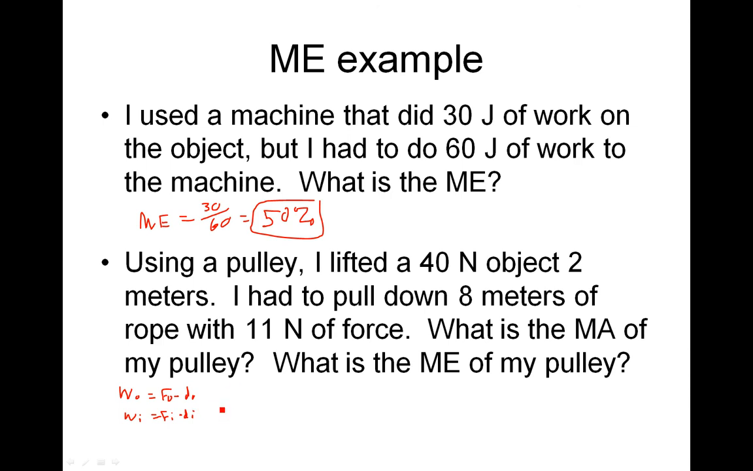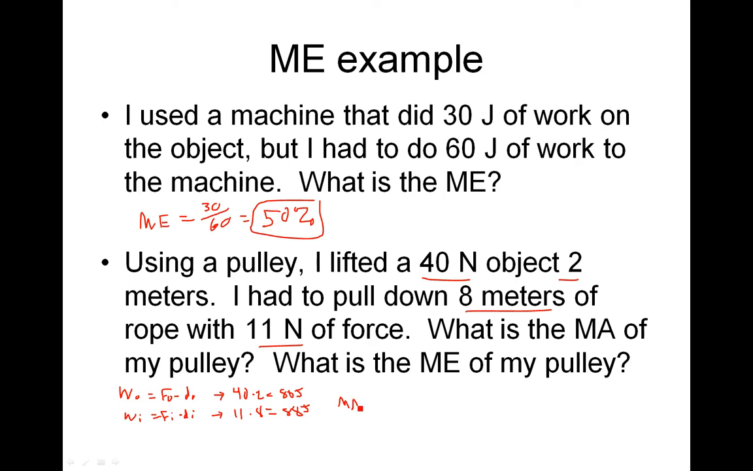Remember, the work out is what the machine's doing. It's lifting 40 newtons 2 meters. So 40 times 2 equals 80 joules. So my work out is 80 joules. Work in is what I did. I pulled 8 meters with 11 newtons of force. So 11 newtons times 8 meters gives me 88 joules. Quick check, did I do more work than the machine? Yes, 88 compared to 80, so we know I did it right.